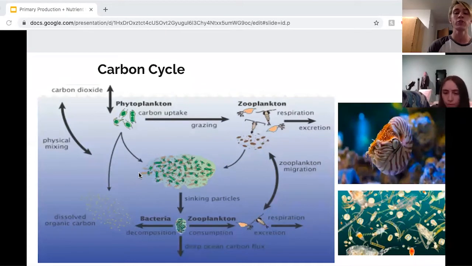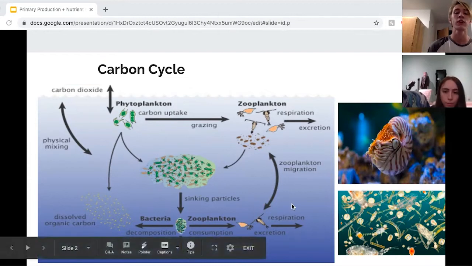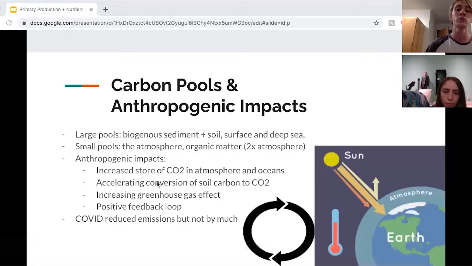The remaining waste and detritus will fall to the seafloor as marine snow and become food for detritivores or stored in sediment. Some carbon here is recycled for the formation of calcium carbonate shells, as in the case of this chambered nautilus. The largest pools of carbon on Earth are biogenous sediments, soil, surface waters, and the deep sea.